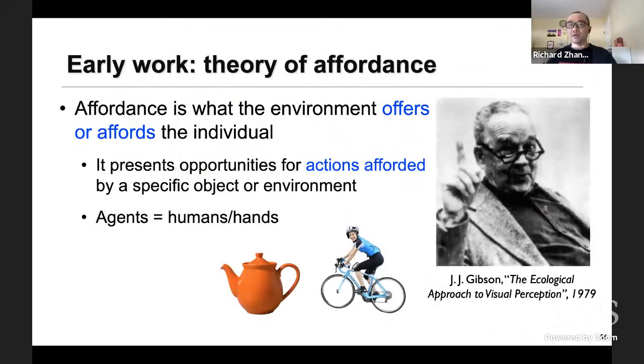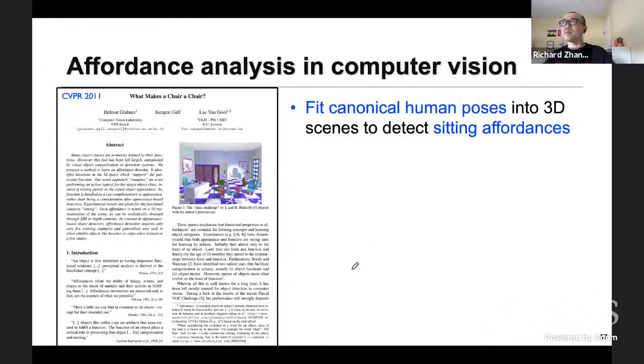So very early work, they were referring to the notion of affordance. So affordance is what the environment offers or affords in the individual. So here the individual really mainly referred to humans, possibly human hands. And there's the classical book by Gibson talking about affordance. Affordance has been utilized in computer vision, I believe, for a longer period of time.